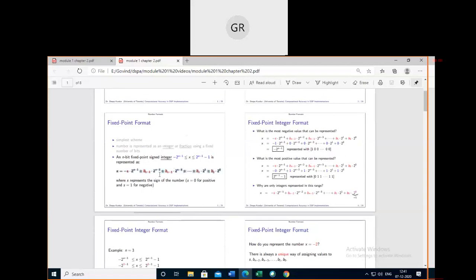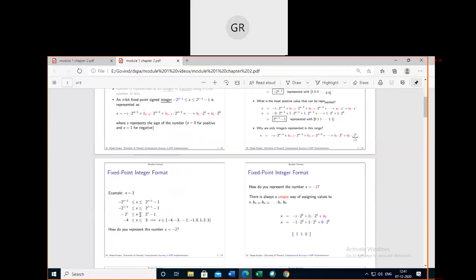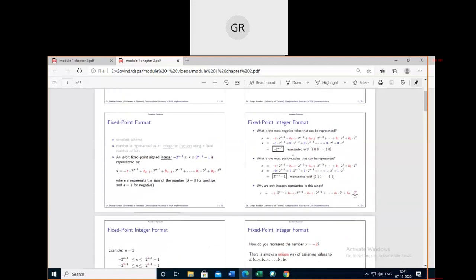Just remember here, s equal to 0 is positive and s equal to 1 is negative. You can find out the most negative value and the most positive value within this format. Then the range of the integer is minus 2 raised to n minus 1 less than or equal to x, and x less than or equal to 2 raised to n minus 1 minus 1.